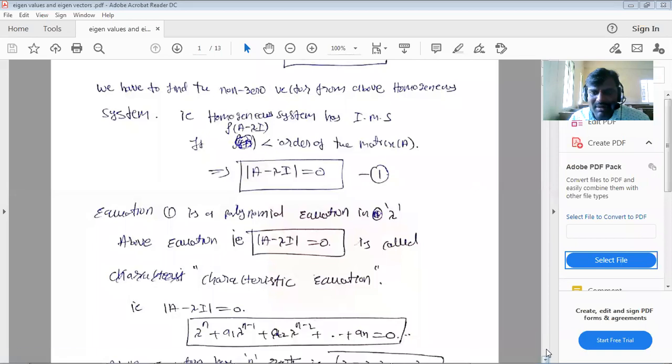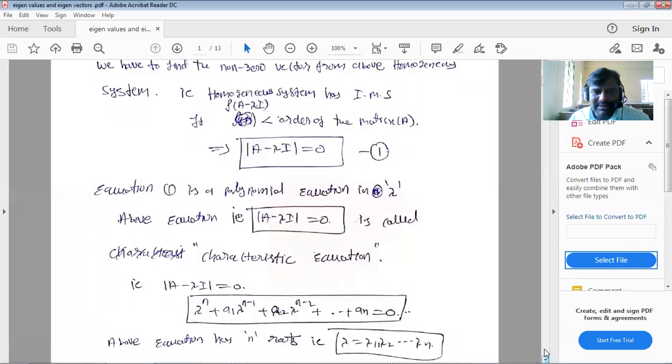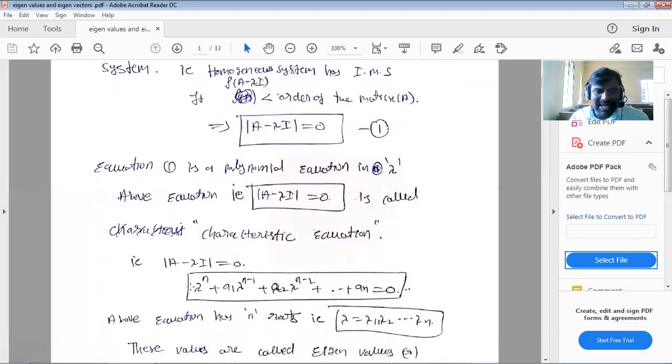I'm writing the general form. The determinant of A minus lambda I equal to 0 is a polynomial equation. What is the order of the matrix? N. Therefore, it is an nth degree polynomial: lambda power n plus a1 into lambda power n minus 1 plus a2 into lambda power n minus 2 and so on, plus an equal to 0. Expand this determinant and you get an nth degree polynomial here.